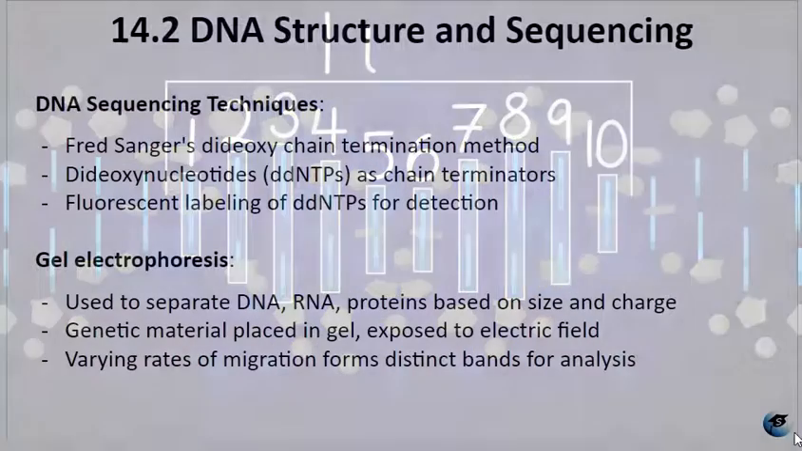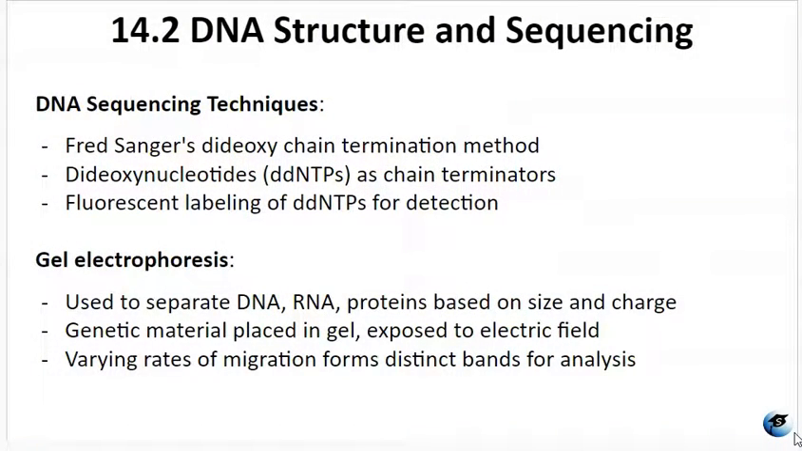DNA sequencing was a really lengthy and expensive process up until the 1990s. Around that time, advancements in technology and automation made it safer, cheaper, and faster to sequence DNA. Fred Sanger is the creator of the dideoxy chain termination method, and we usually just call that Sanger sequencing. The method involves using dideoxynucleotides, ddNTPs, in addition to the regular free deoxynucleotides, the dNTPs.